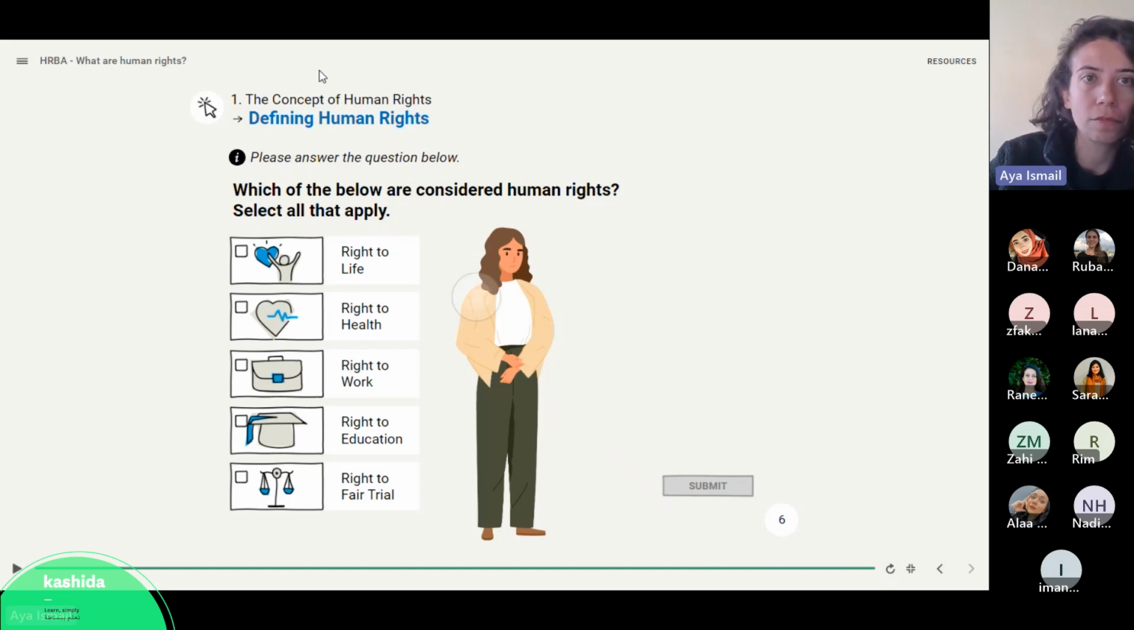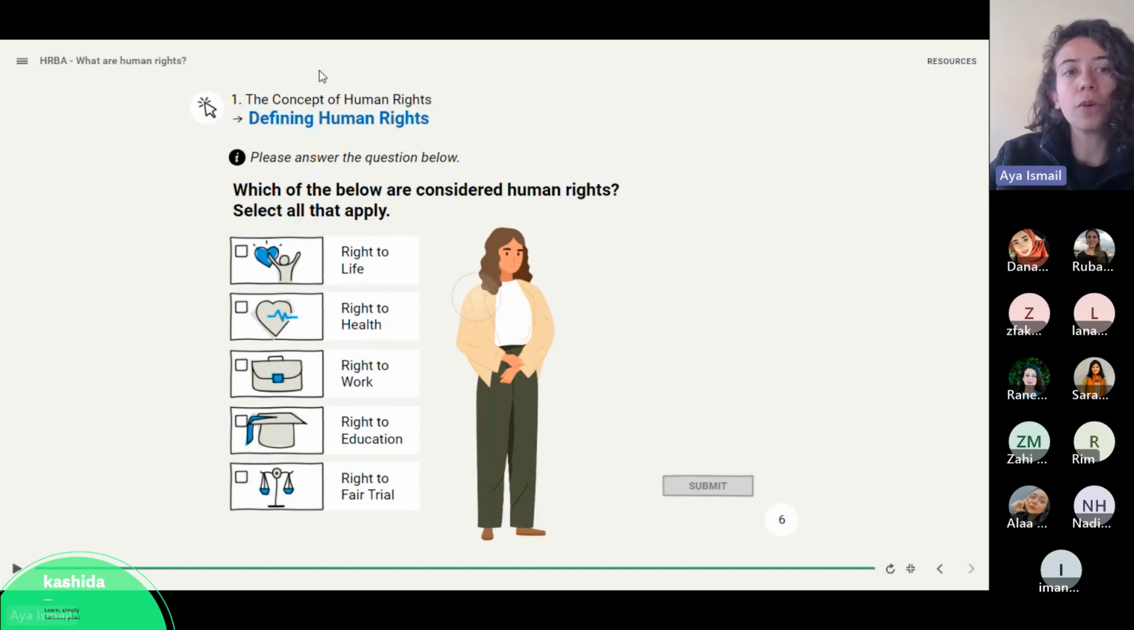Heading level 2, defining human rights. So heading level 1, heading level 2. Please answer the question below. Graphic image of Rasha, button HOTS. Which of the below are considered human rights? Select all that apply. So by saying select all that apply, we are basically indicating that they need to select answer choices from the below. So then checkbox not checked. Right to life. Checkbox not checked.